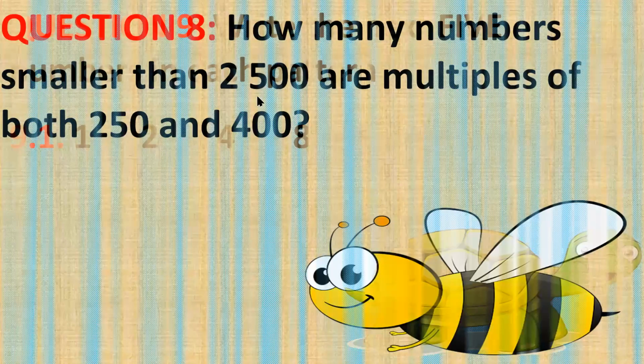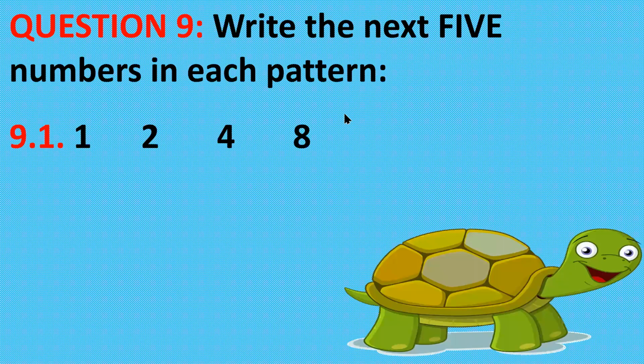Let's continue with the next question. Oh, the question is different now. Let's see. Write the next 5 numbers for each. Okay, so you are just going to check your numbers. What's going on? How do they change? Multiplying by someone or adding someone, adding any number.